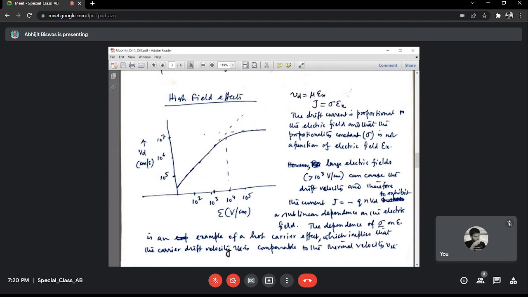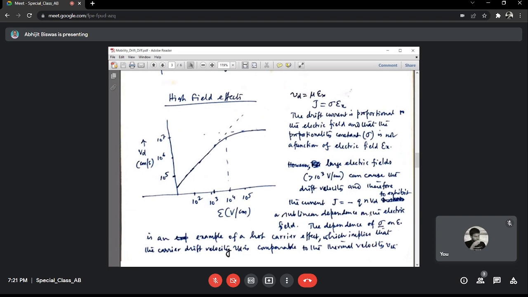So under such a situation, what happens? Why does the saturation take place? Although the carriers gain energy from the electric field, the rate at which carriers gain energy, they release energy at the same rate in terms of phonon vibrations or emission of phonons. It could be acoustic phonons, or depending on the frequency, it could be optical phonons also.